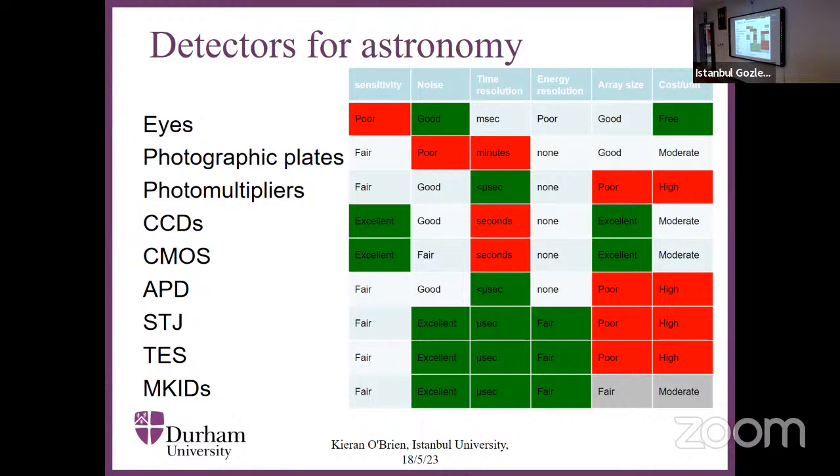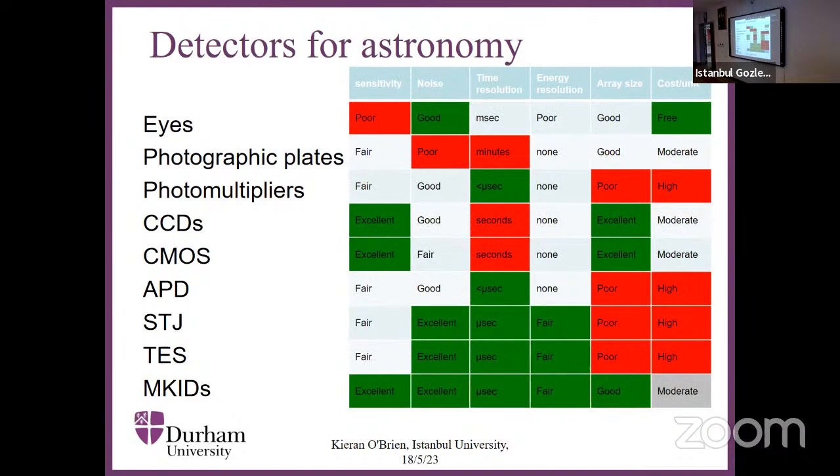What I am hoping to convince you of is that this is where we are at the moment, and this is where we hope to be in the future, and we can see that the MKIDs are a lot more green than red. That's the best way to say it.